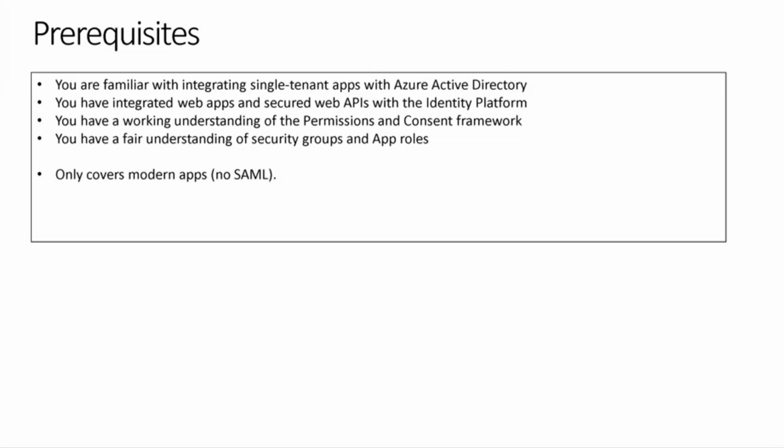Also, in this session, we will only cover what we call modern applications. These applications are the ones that are developed using OpenID and OAuth protocols. Applications that we have on the legacy side of things, like linked applications or applications using SAML, more or less follow the same things that we cover here, but not all of them. We will hopefully have a different session to cover those on a different day.